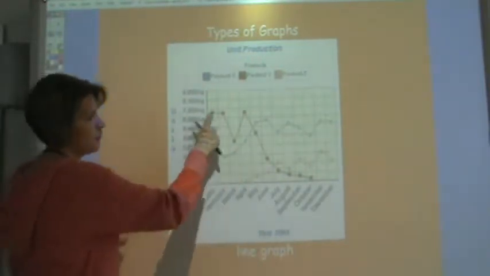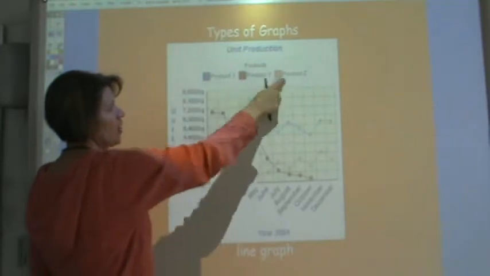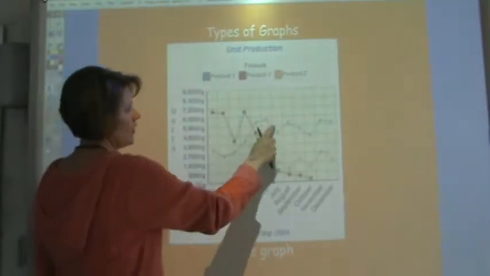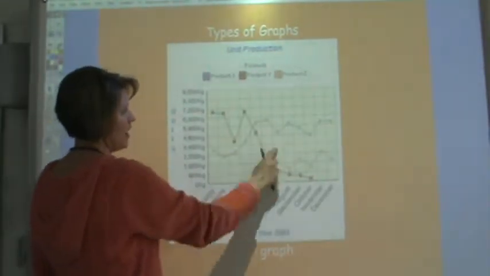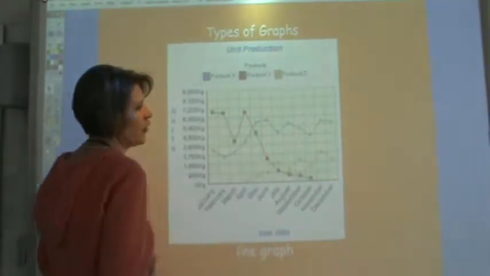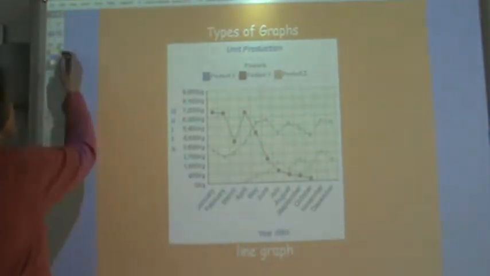This one happens to have 3 sets of data. We've got it all color-coded here. Product X, and then we have product Y, and then we have product Z. So you can compare the 3 of them all in the same graph.